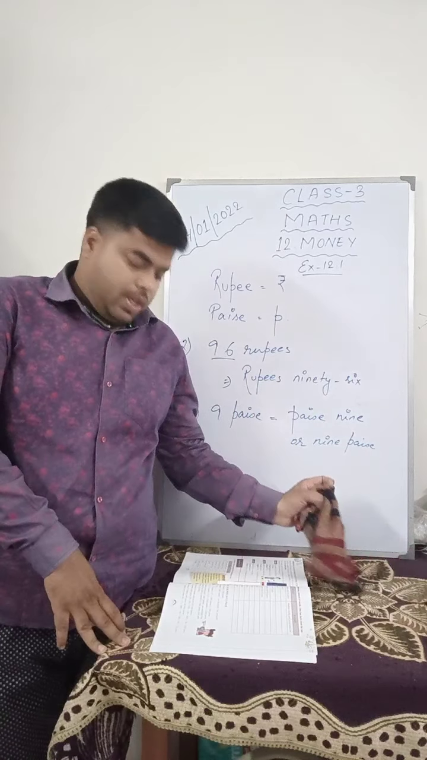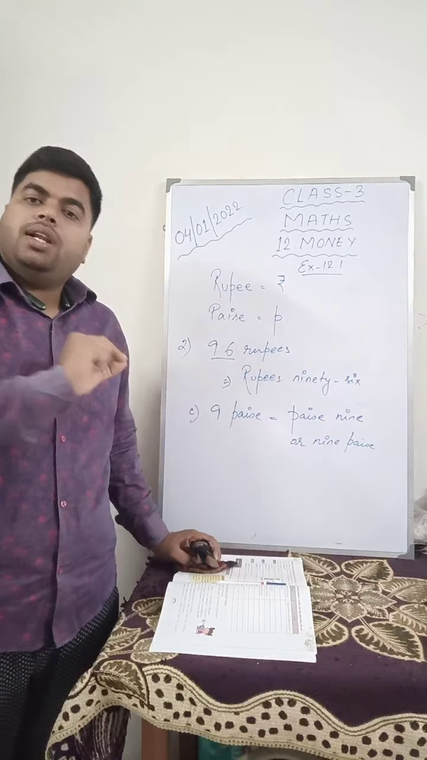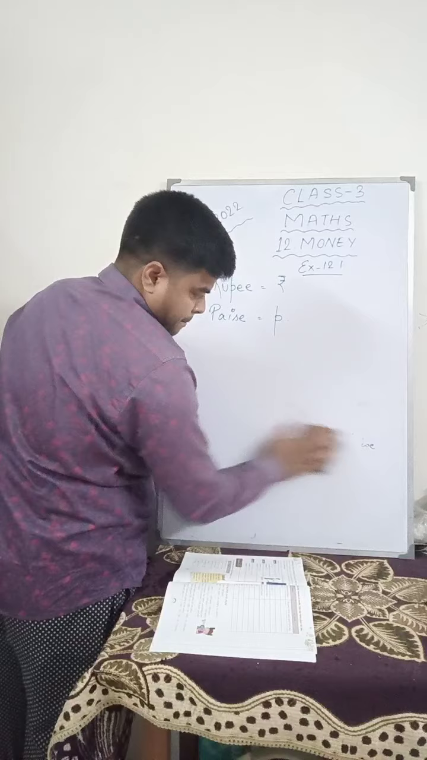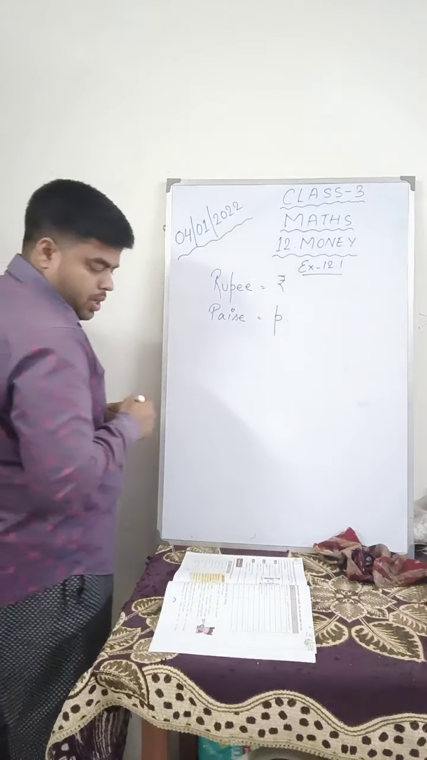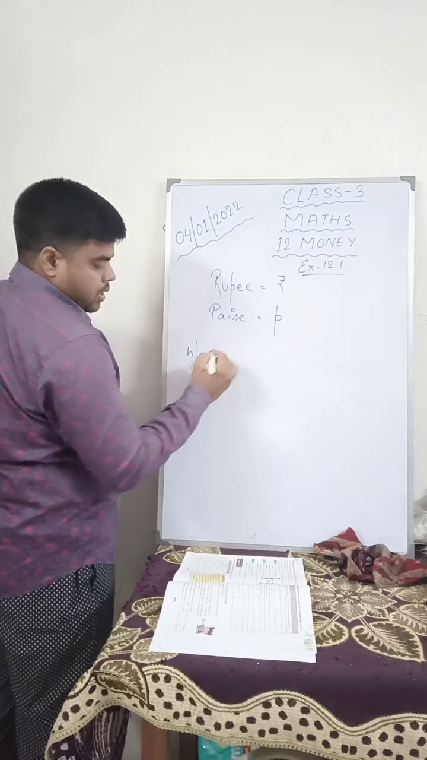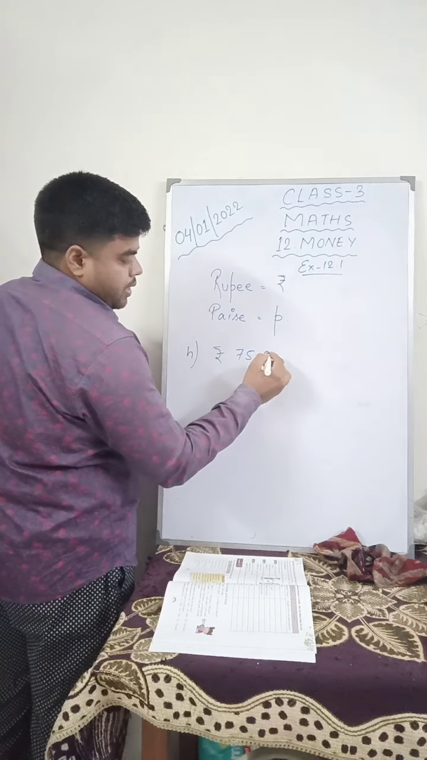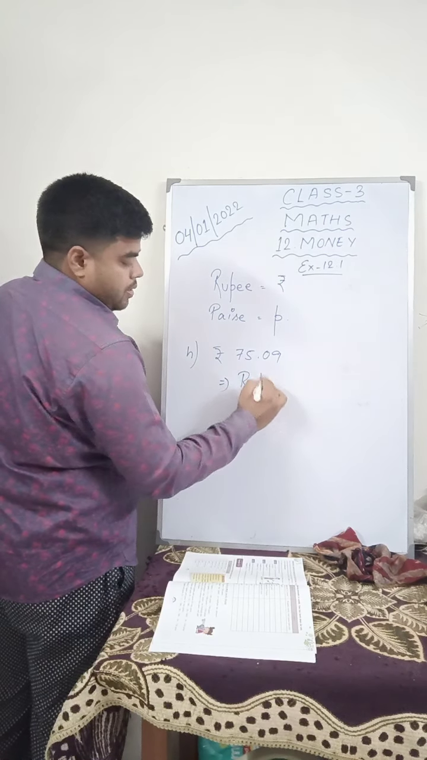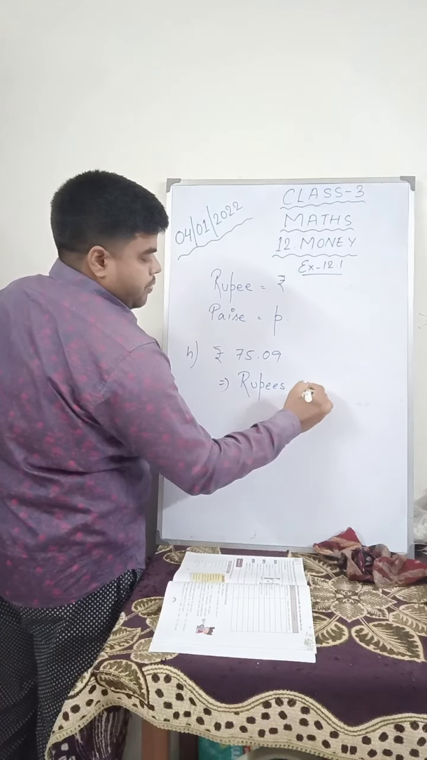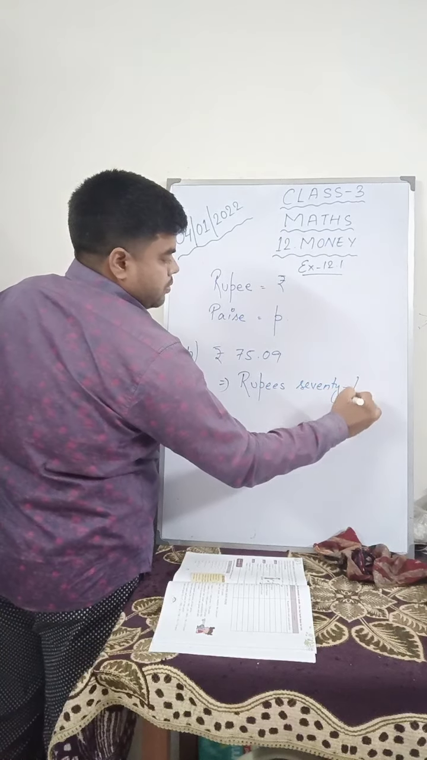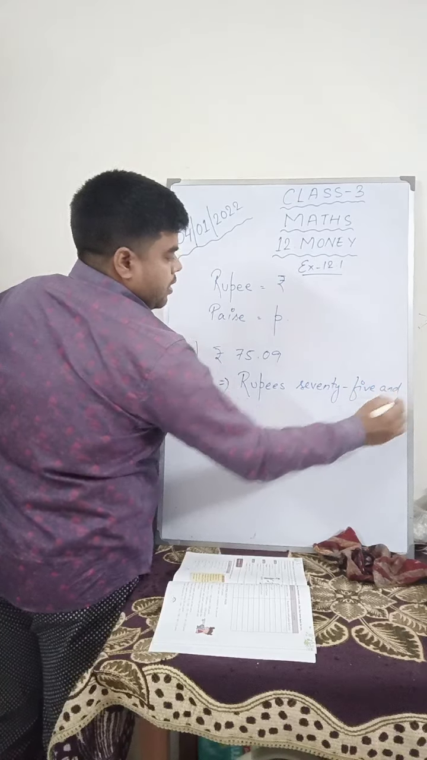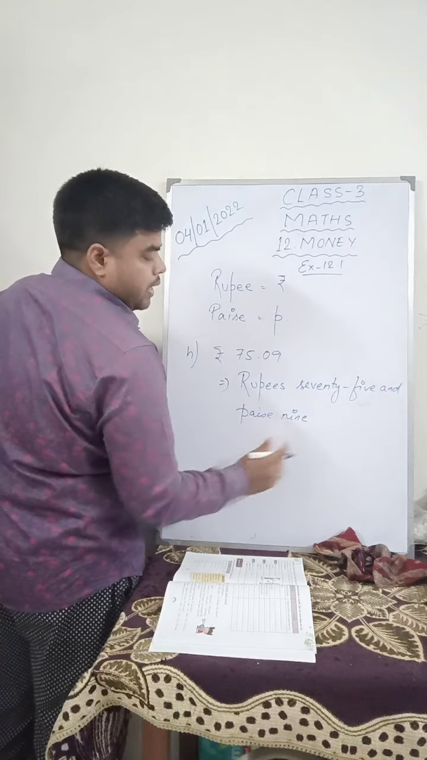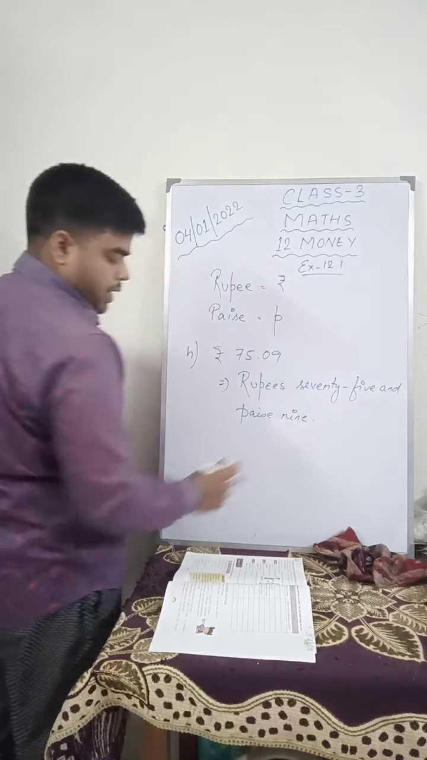Now for example, question number G, H, they have given you a total numerical value. So in that case, what will you write? I'll show you one. Suppose rupees 75.09. This you can write how? You can write rupees 75 and paisa 9, or you can write 9 paisa, whatever you feel like.